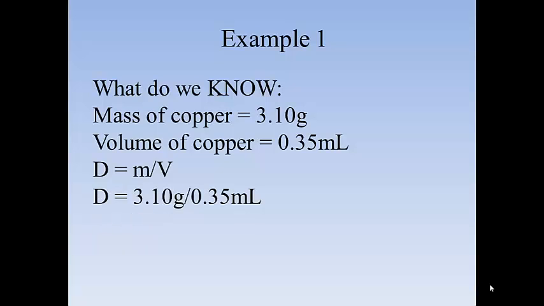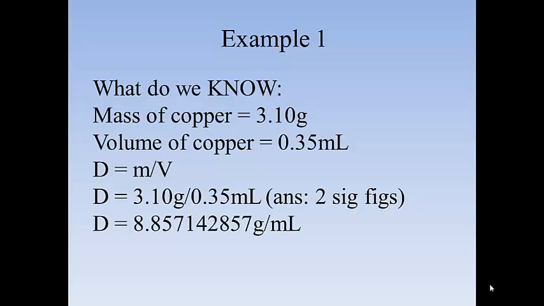Density is 3.10 grams divided by 0.35 milliliters. The answer needs to have 2 significant figures. 3.10 grams has 3 significant figures. 0.35 has 2 significant figures, and you go with the least number of significant figures. When you plug this into your calculator, you should get 8.857142857 grams per milliliter, which I think you would all agree has more than 2 significant figures, and so it rounds to 8.9 grams per milliliter.